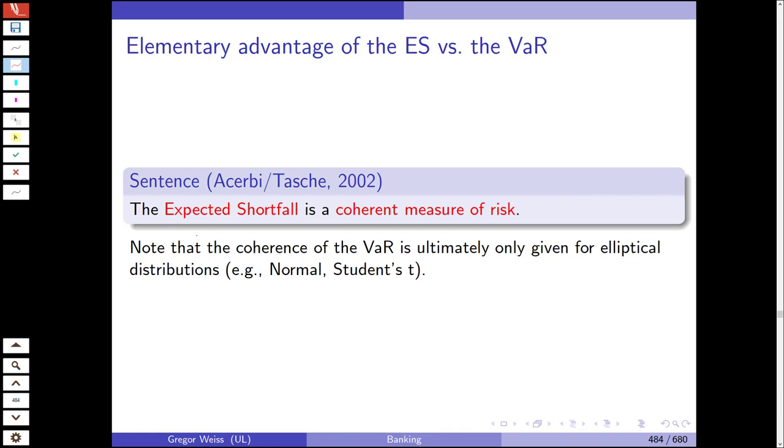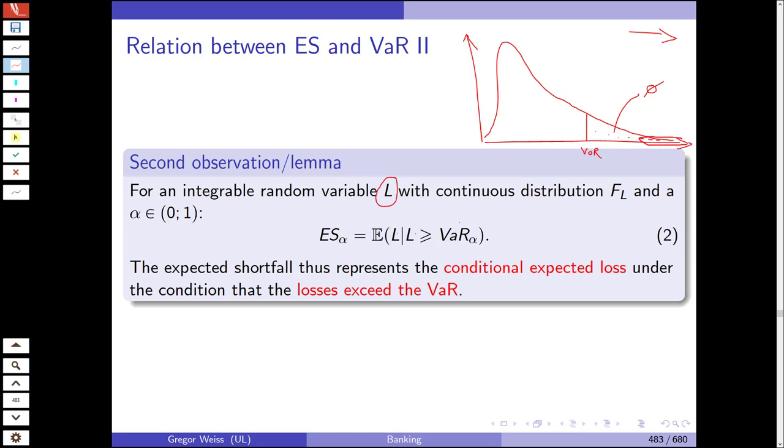First of all, the expected shortfall is coherent. The coherence of VaR is only given for elliptical distributions like the normal or the t distribution, but expected shortfall is always coherent. And the nice thing is, here in this area, we have what we call tail risk. It's the risk of an extreme loss in the tail of the distribution. And expected shortfall measures tail risk, whereas value at risk doesn't.